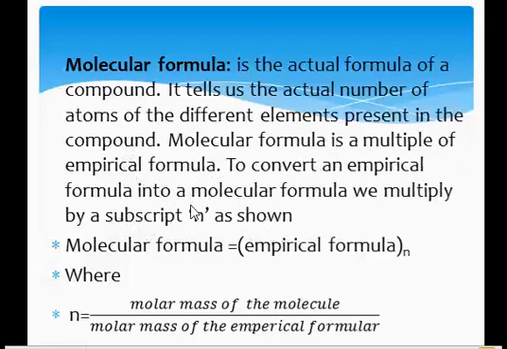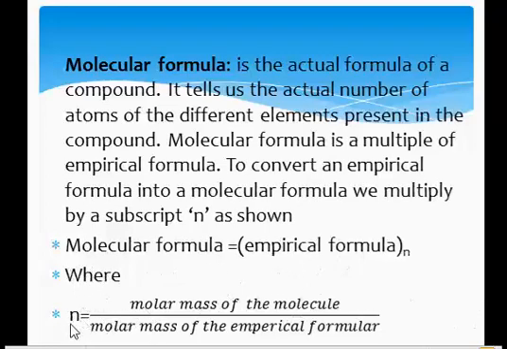So if I multiply the empirical formula by some number, then automatically that empirical formula is converted to molecular formula. To convert empirical formula into molecular formula, we multiply by a subscript n. So look, this is a simple formula: molecular formula is equal to empirical formula multiplied by the subscript n. Once we get the subscript, we multiply it by the empirical formula that you have evaluated, and you have automatically converted it to a molecular formula. Now the question is, how do we get this subscript n?